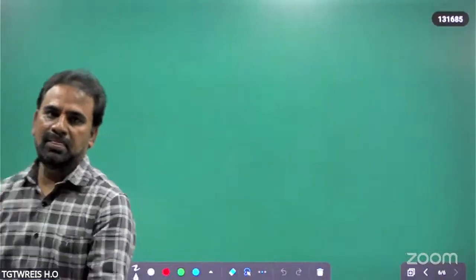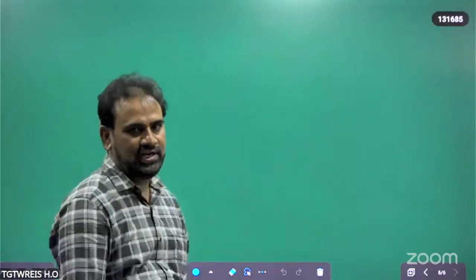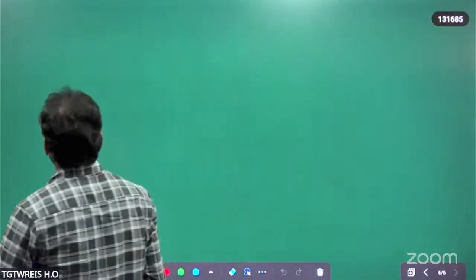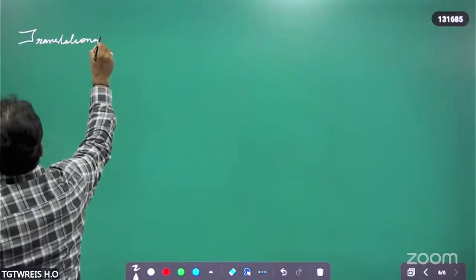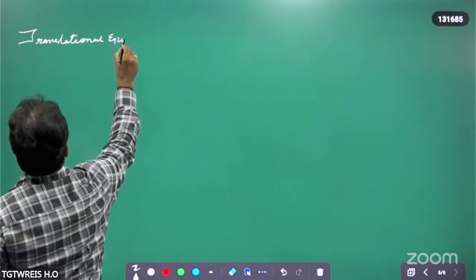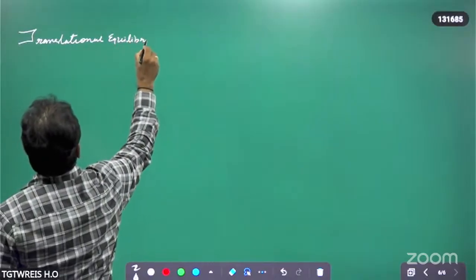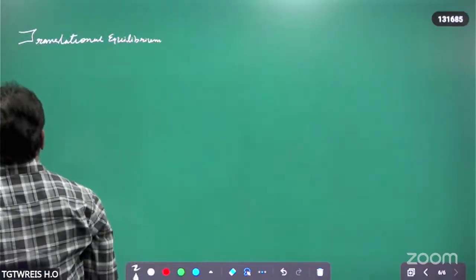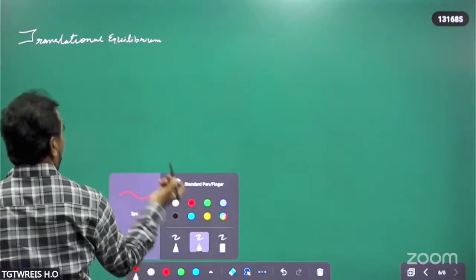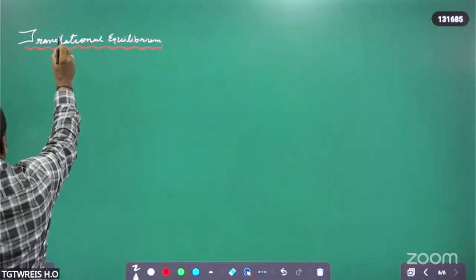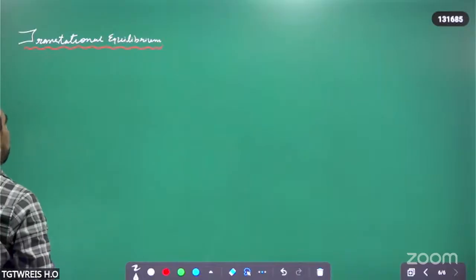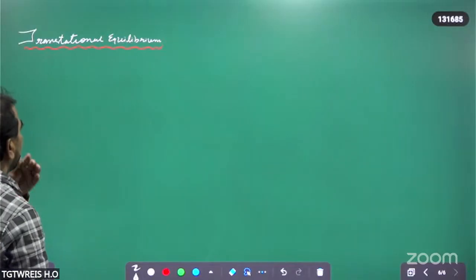Next, see equilibrium of a particle. First one is the translational equilibrium. In translational equilibrium, which components are zero and which components are not zero?